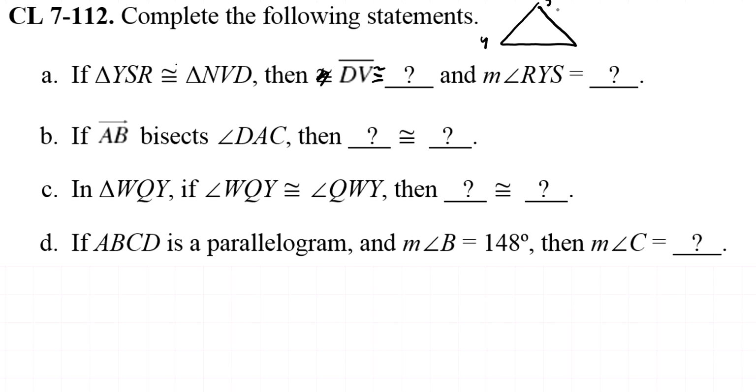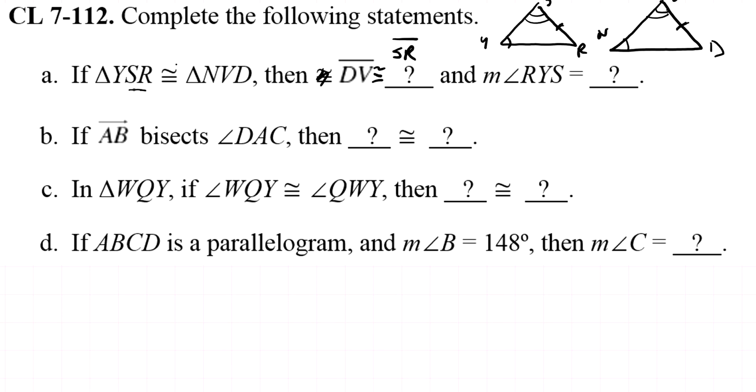We've got Y, S, R, and then I have another triangle here that is N, V, D. And I know that angle Y is the same as angle N, and I know that S is the same as V, and I know that R is the same as D. So if I'm looking at segment DV with this congruent statement, I know it has to be congruent to segment SR. So this would be segment SR.